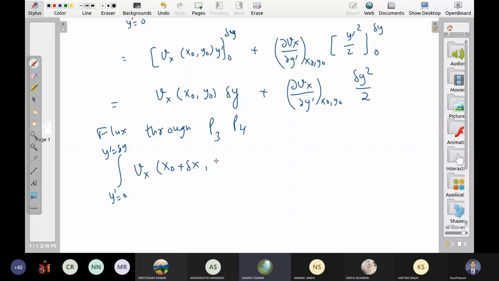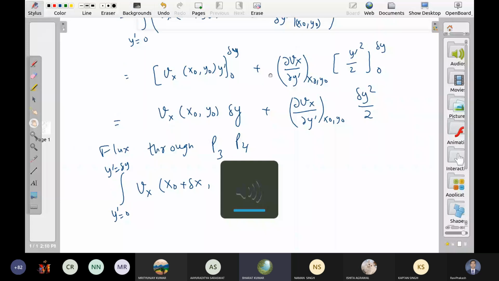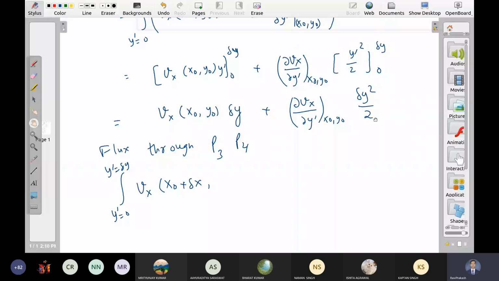Cannot we write the same, cannot we change just x from x plus delta x instead of integrating all this? Okay, let us do it. I think we'll get the same result, no worry.